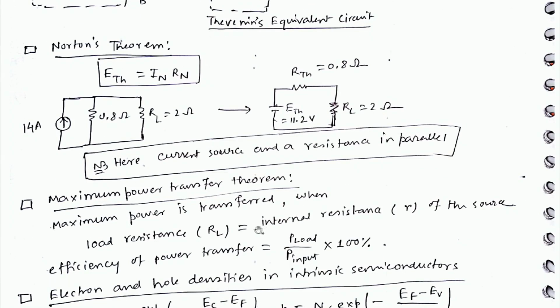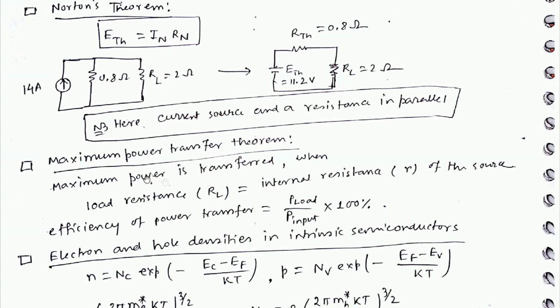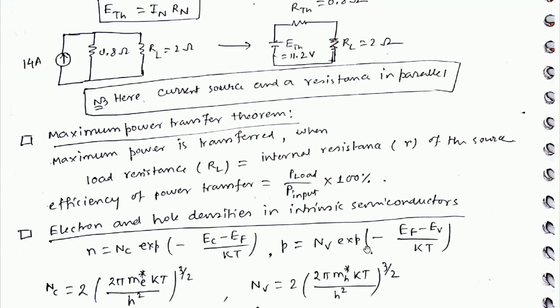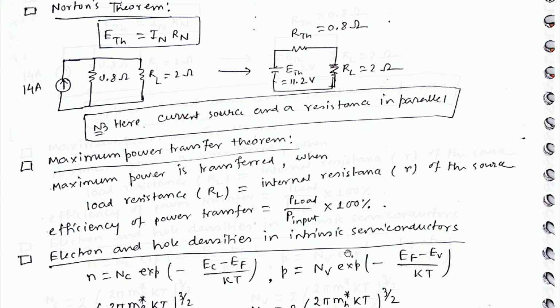Now the maximum power transfer theorem. Maximum power is transferred when the load resistance RL equals the internal resistance of the source. When this condition holds, we get the maximum power transfer. Efficiency of power transfer equals P load by P input into 100%. Load means this resistance RL.